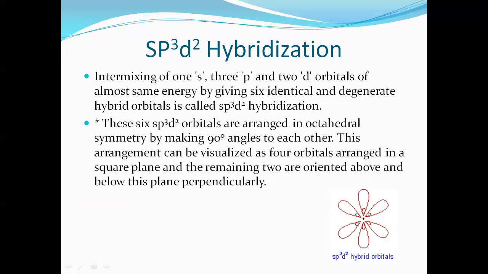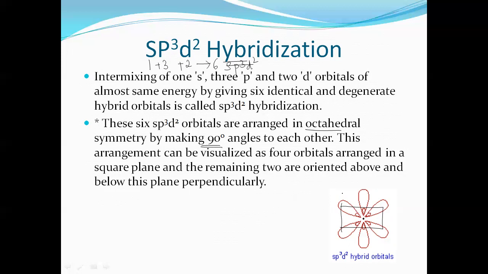And when we come to sp3d2 hybridization, as the name suggests, one s, three p and two d orbitals participate in the hybridization. These orbitals result in the formation of six hybrid orbitals of the type sp3d2. These six hybrid orbitals arrange in space in such a way that there is minimum repulsion, that is, the shape is octahedral geometry with a bond angle of 90 degrees, so that there is minimum repulsion between these orbitals.